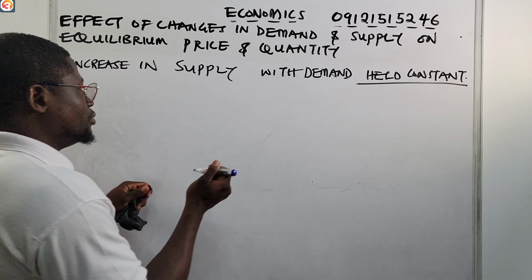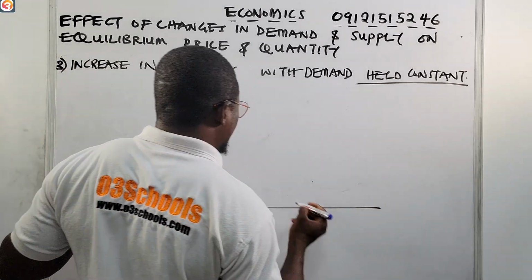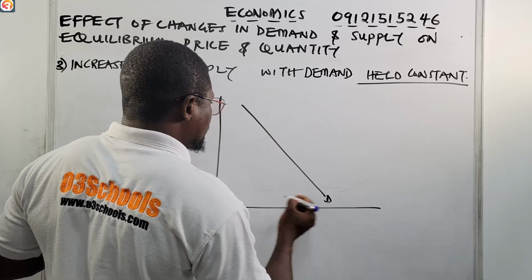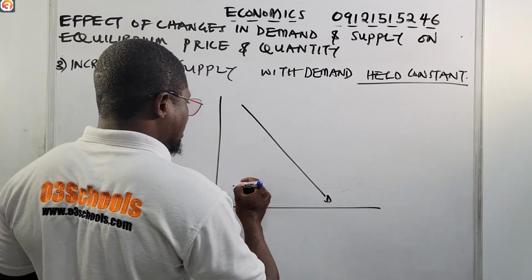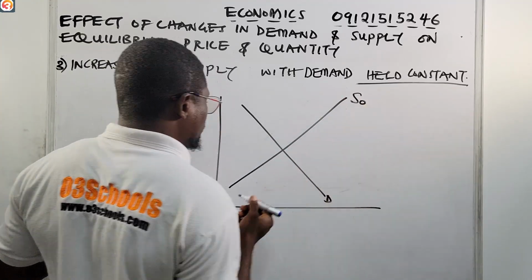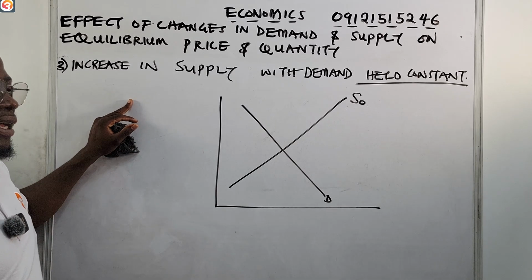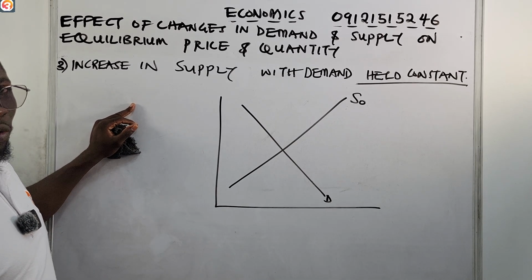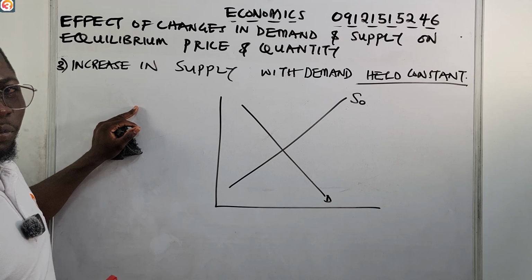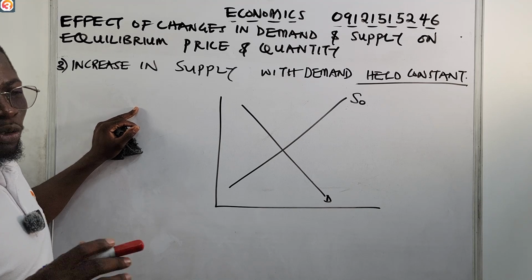The same thing. We'll draw our graph, draw our curves. This is our demand curve, D. Demand is held constant. Then this is our supply curve, S. Now if supply increases, maybe there's a new technology that makes it easy for the milk producer to produce more, to supply more.